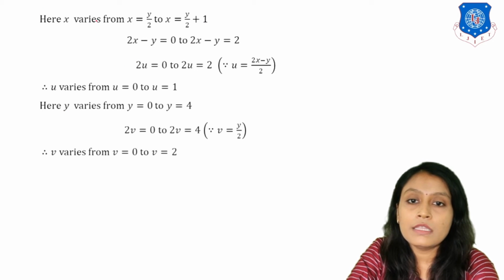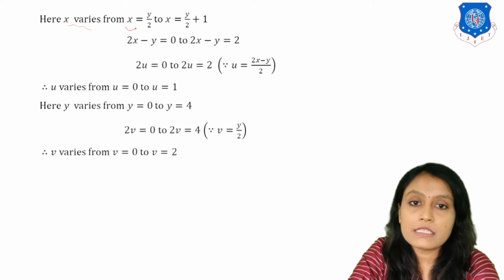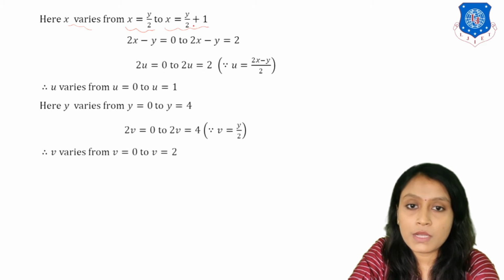Now in the question it is given that x varies from x = y/2 to x = y/2 + 1. Simplify this. So multiply by 2 over here, and you will get 2x - y = 0.